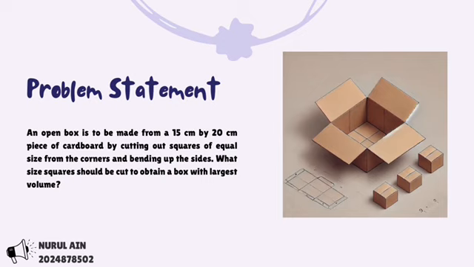The question is: an open box is to be made from a 15 cm by 20 cm piece of cardboard by cutting out squares of equal size from the corners and bending up the sides. What size square should be cut to obtain a box with the largest volume?